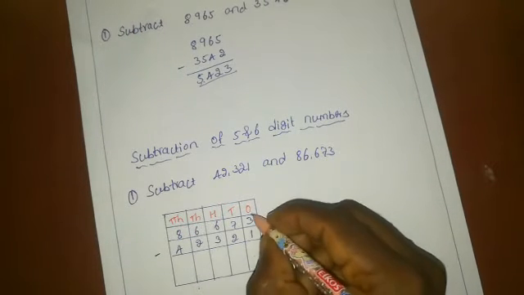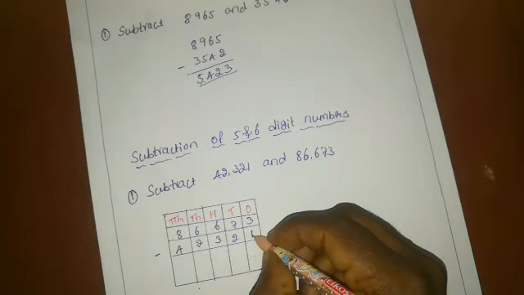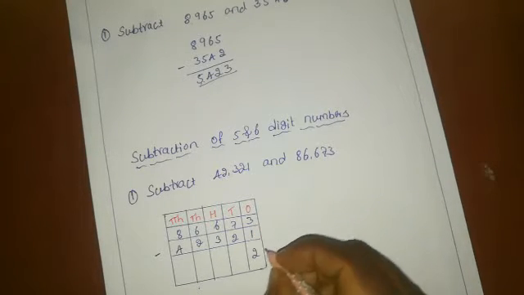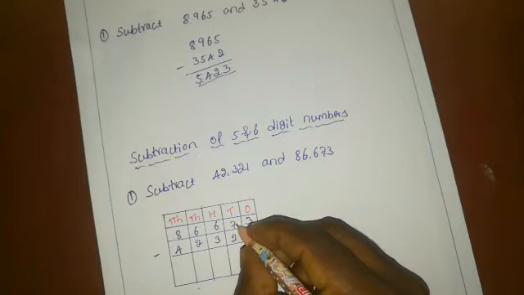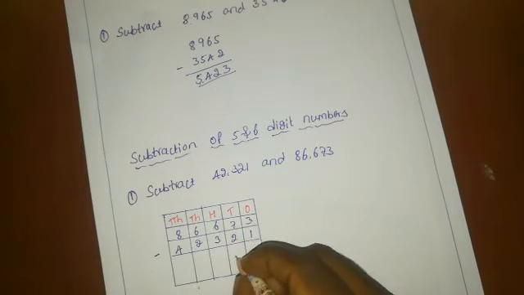First we have to subtract the ones column. In the ones column we have 3 and 1. It means we have to subtract the 1 from 3, we get 2. Now in the tens place we have 7 and 2. We have to subtract the 2 from 7, we get how much?